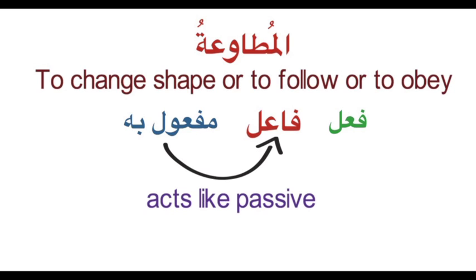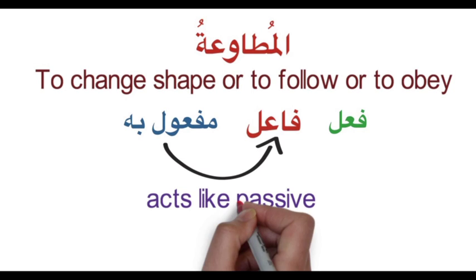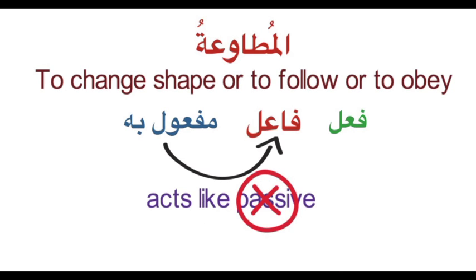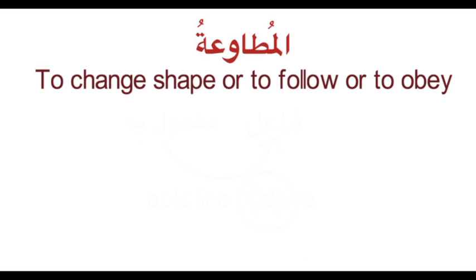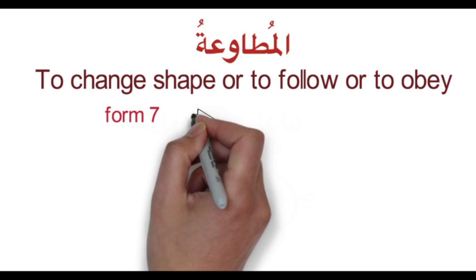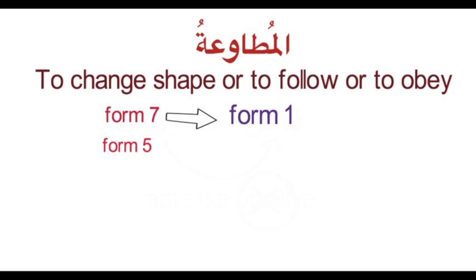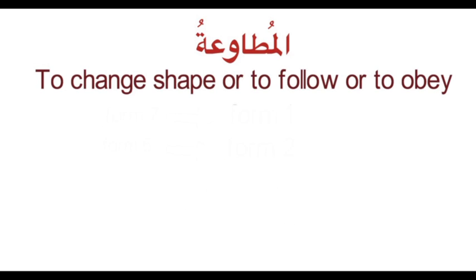And this imparts a meaning of passiveness. So it acts like a passive fa'il, but it is not passive. So we don't call it a majhul, we don't call it a naib fa'il, we still call it a fa'il. For example, form 7, it tawa, it obeys or follows form 1, whereas form 5 follows form 2. I'm going to give you some examples, so it's going to make you clear, inshallah.